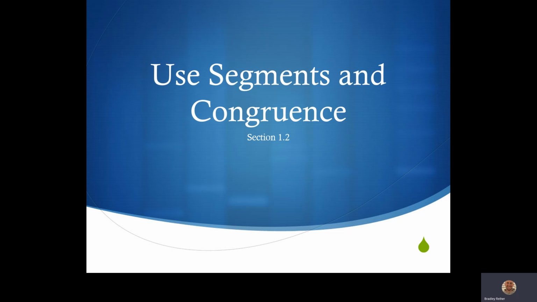This is part 4 of section 1.2, use segments and congruence. Last video we looked at the segment addition postulate, that was postulate 2, where you can add 2 little segment lengths to get a big segment length. And when they give you the big segment length, you can take that and subtract a little segment length to get the other little segment length.